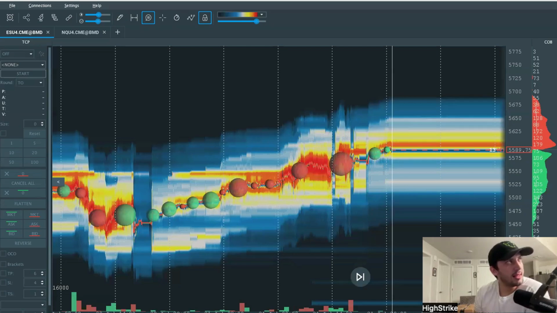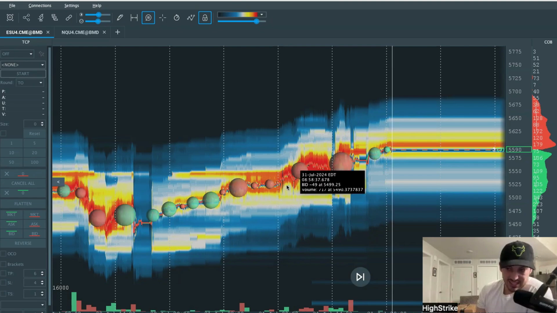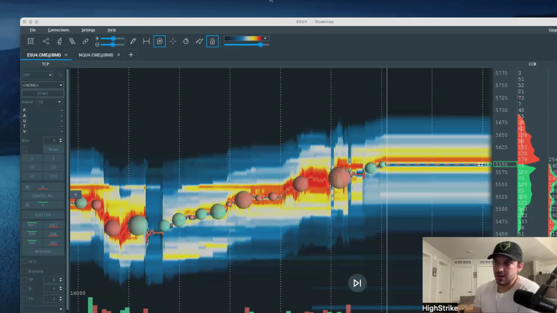Of course, I'm simplifying this. Some of you guys are already using Bookmap, you're already using different indicators, but that's going to be the short and end of it. All right, so let's go through the rest of the slides here.